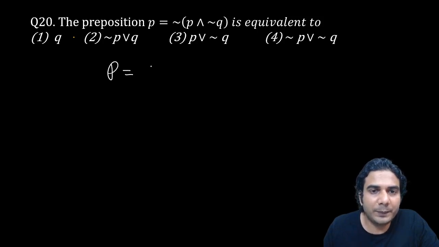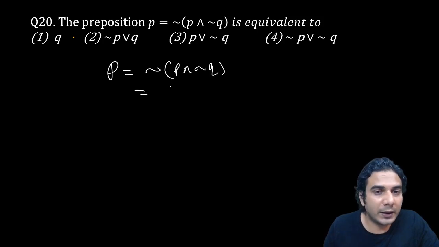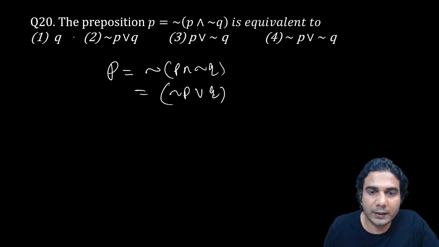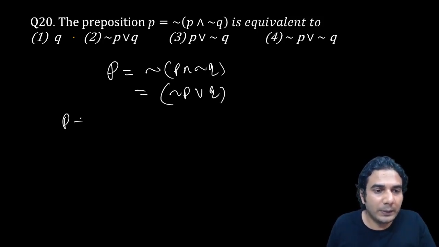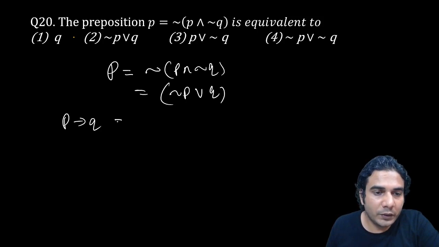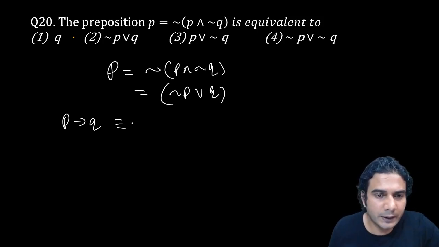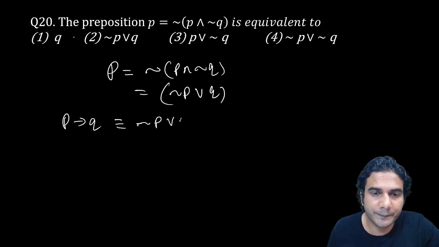So P is given equal to negative of P and Q. You take this negative inside, you can write this as negative of p or negative of q, right? You can write like this, and now you know that p implies q is equivalent to negative of p, negation of p or q, right?